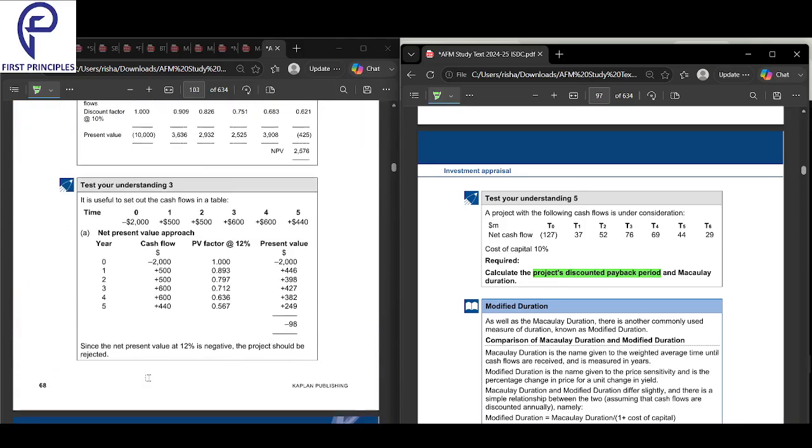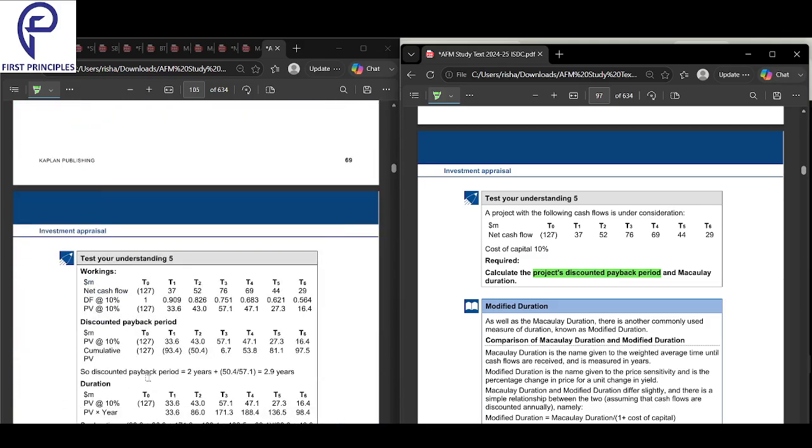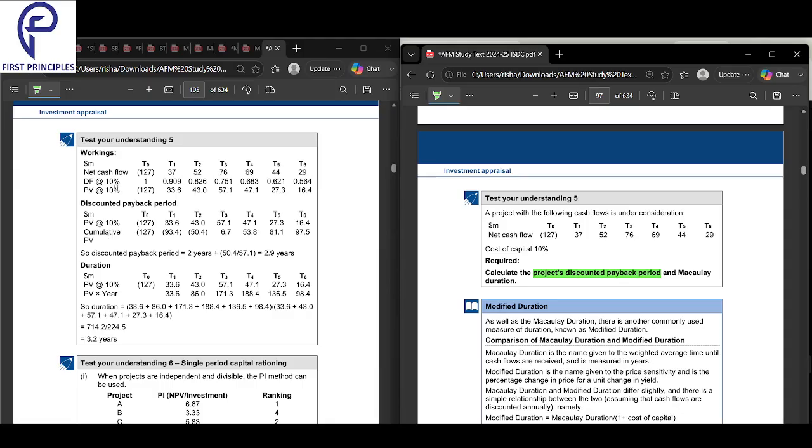First what we'll do is discount all the cash flows. We'll take the 10% discount factor. And what we've done is we have discounted all the cash flows. So these are all the present values. That means these are all the discounted cash flows. Easy. Okay, then we'll take a cumulative.